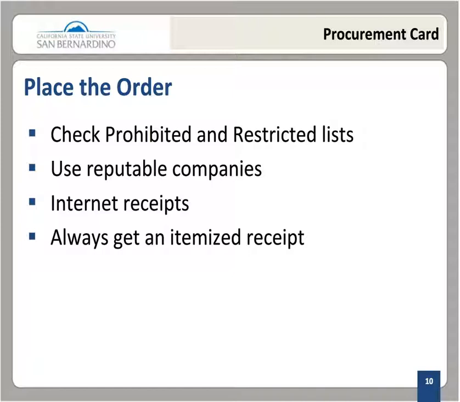Before making a purchase, verify that the service or merchandise that you are ordering is not on the prohibited list or the restricted list. Use reputable companies and obtain a proper receipt. If you cannot obtain a proper receipt for an internet purchase, we will accept an online confirmation, as long as the confirmation contains all the required information.